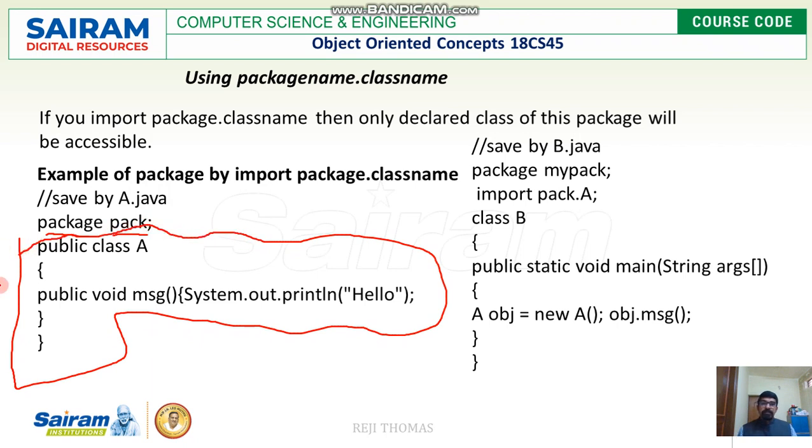Right. Now let us go to the second package, which I named my pack. So I've taken import pack.a. What is pack? Pack is the package of another package dot a. So in this pack, there is a class called a. I'm just importing only one class. So if you look at pack, at this stage, the pack has got one class.